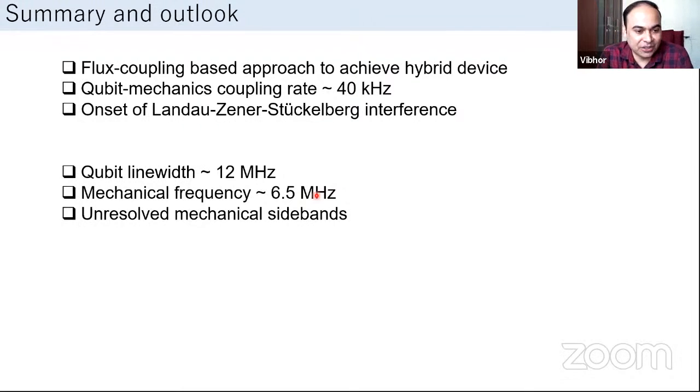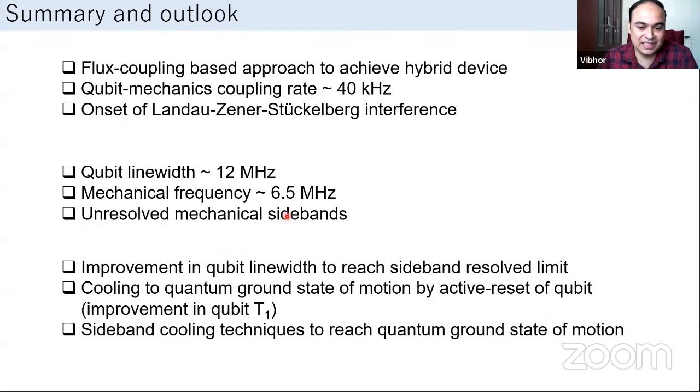As an outlook, in the current experiment we had a qubit line width of 12 megahertz and a mechanical frequency of 6.5 megahertz. So this puts us into the sideband unresolved limit. So we can't do nice cooling type of experiments where you pump the system at a sideband and try to remove excess thermal phonons. What we want to work on in future is to reduce the qubit line width, or increase the mechanical frequency, so that we can get into the resolved sideband limit, and then we can use different protocols once the mechanical resonator is initialized in the quantum ground state.